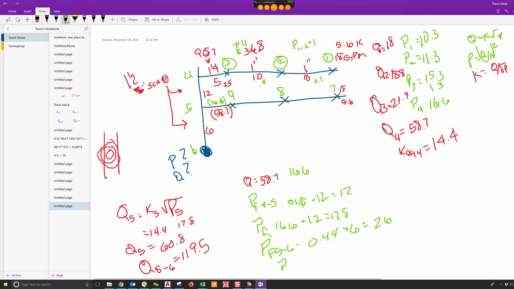Okay, so now the pressure at point 6 is going to be, we had that the pressure at 5 was 17.8, correct? Plus the friction loss from 5 to 6 is 2.6. So we do 17.8 plus 2.6, and that gives us 20.4. So the pressure here, P, is 20.4, and Q was 119.5. Do you follow how to do that? Okay.